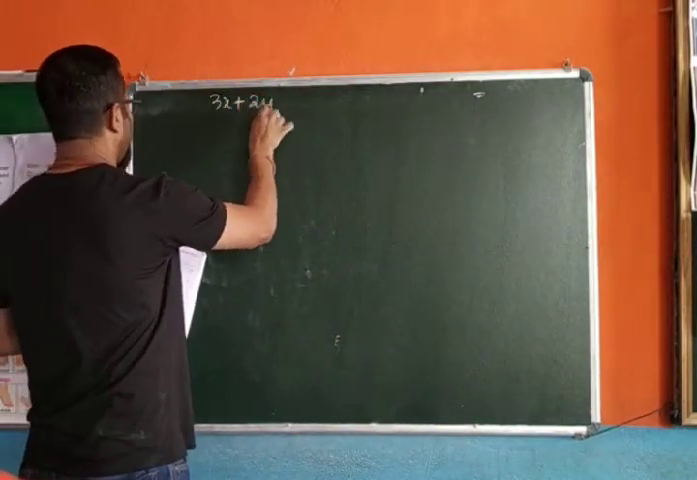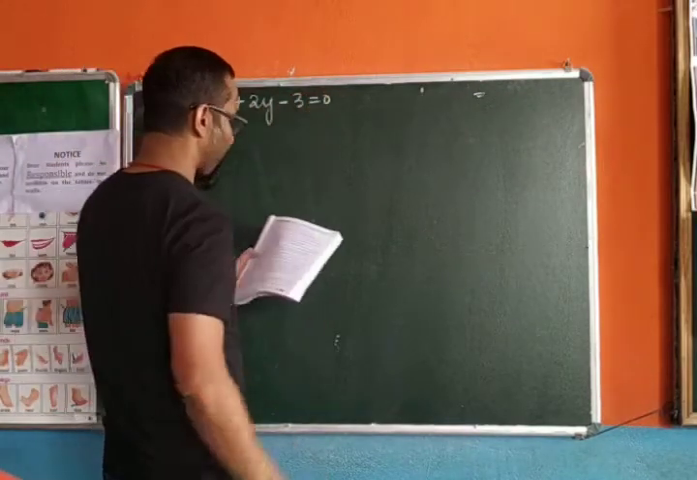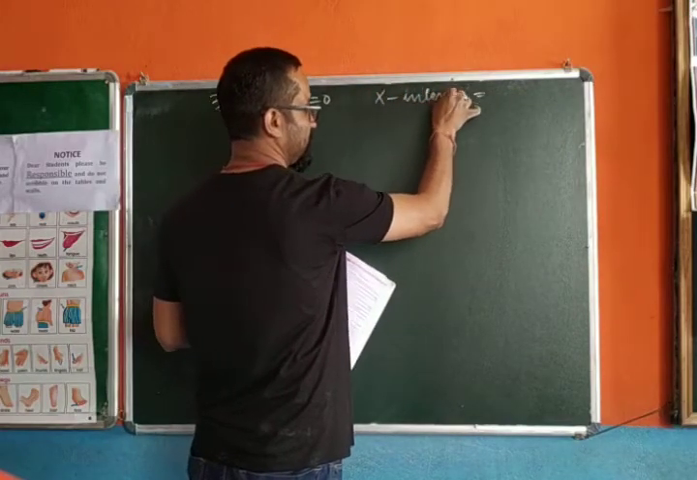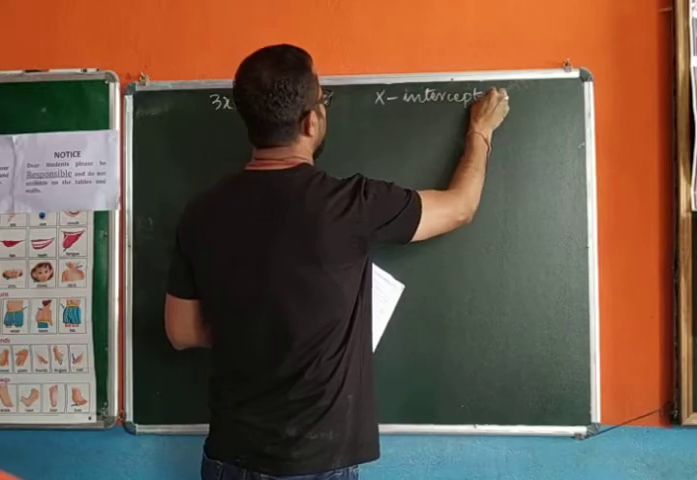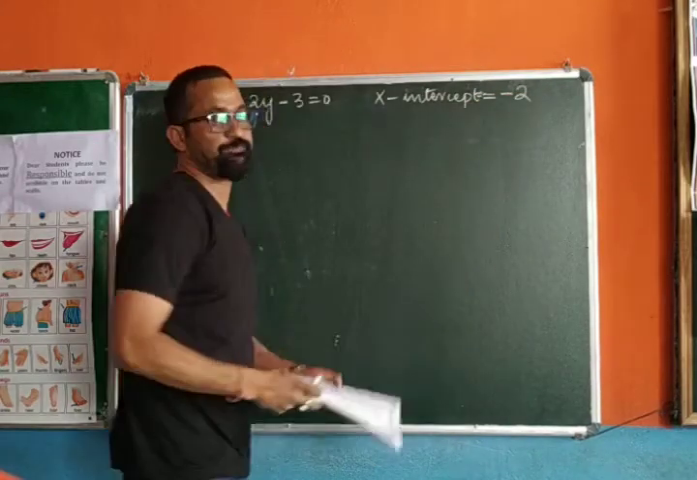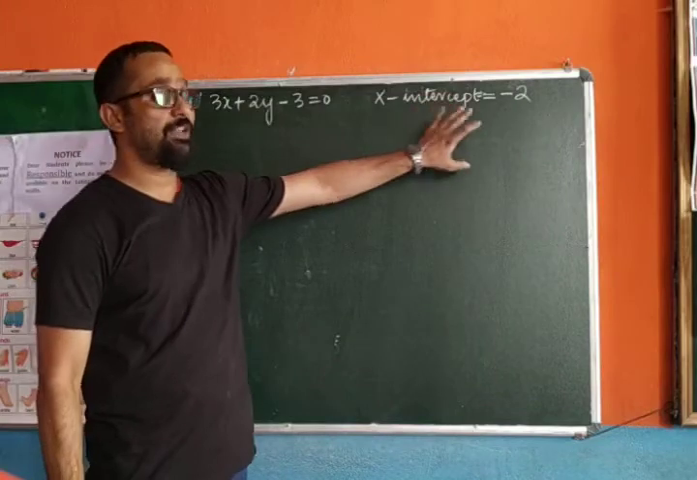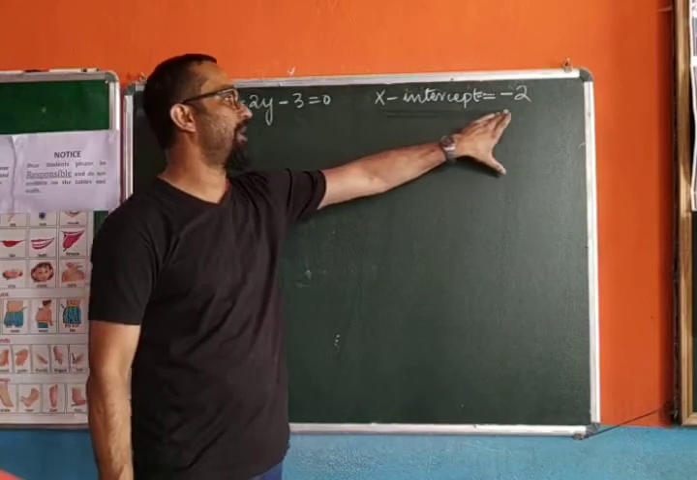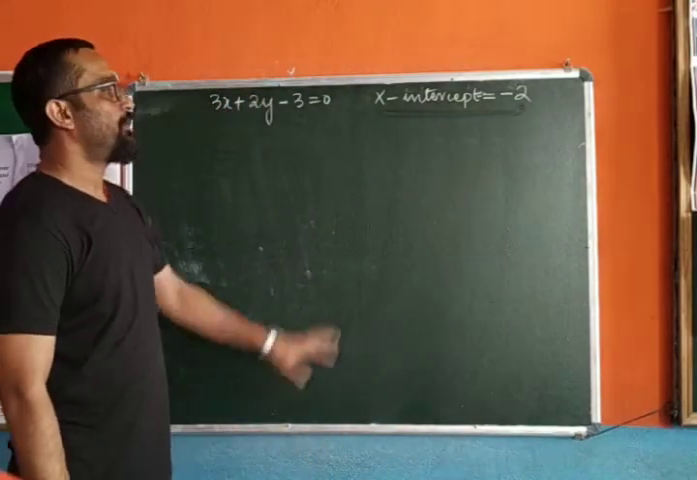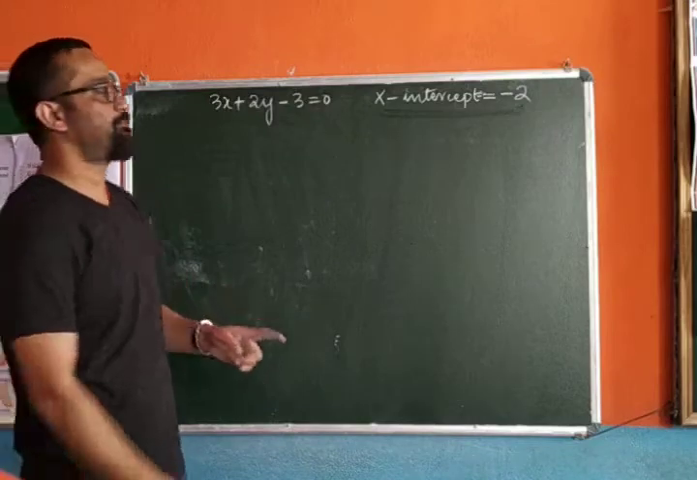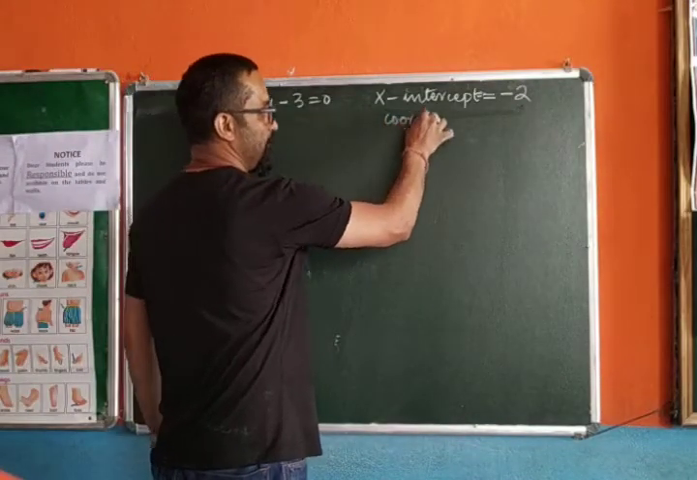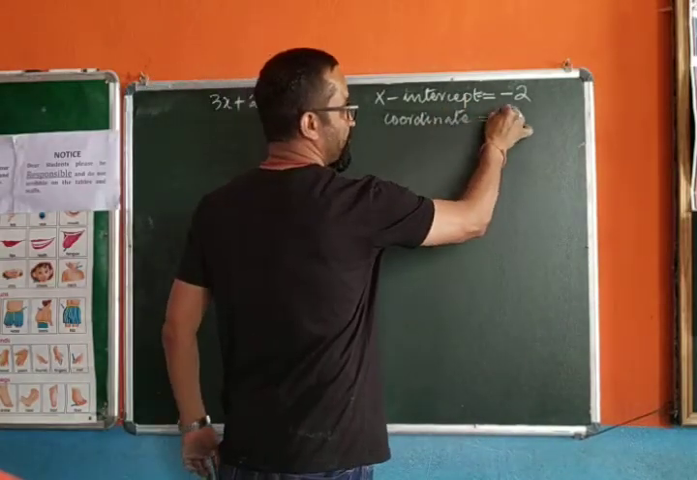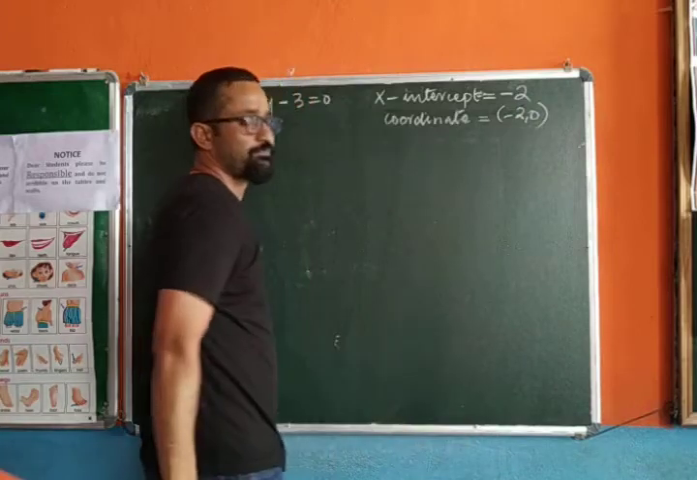3x plus 2y minus 3 equal to 0, and having x-intercept equal to minus 2, suppose. You need to get the equation of a line perpendicular to this given line and has x-intercept minus 2. So whenever you have intercept given, please do write coordinate. It will be easy, and the line will pass through this coordinate. It is minus 2, 0.